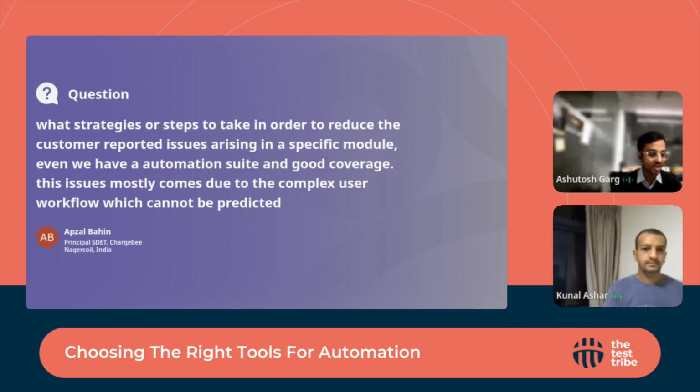There is again a question from Afzal, who is the principal editor at Charge B. I think a very valid question. What strategies or steps should we take in order to reduce the customer reported issues arising in a specific module, even when we have a good automation suite and a good coverage? And this happens primarily because complex user workflows exist, which can't be predicted. So, what kind of strategies and steps would you recommend in such a case?